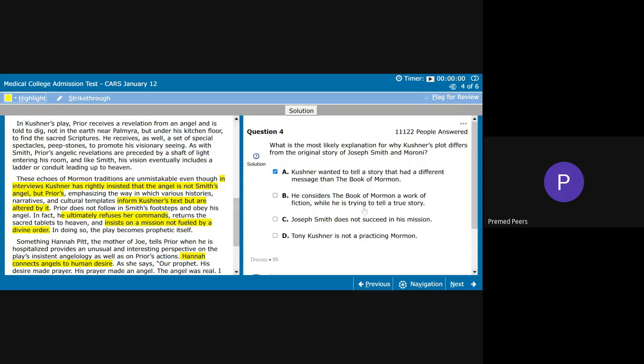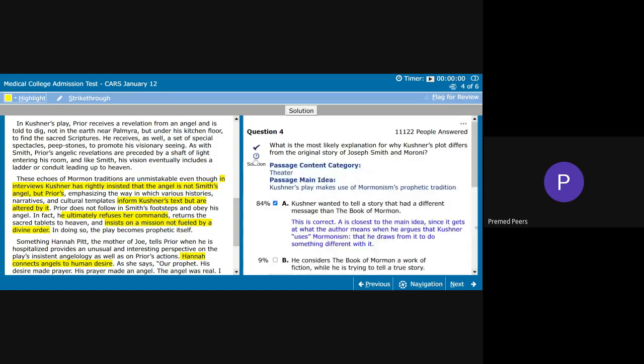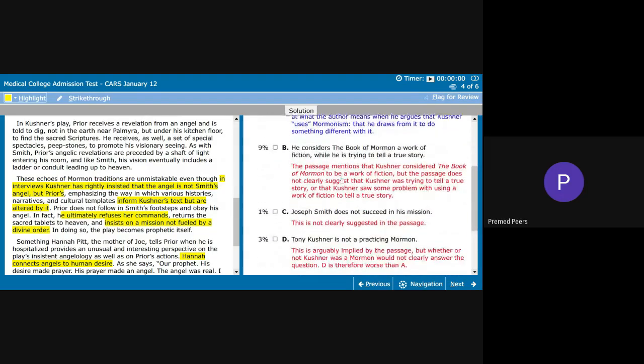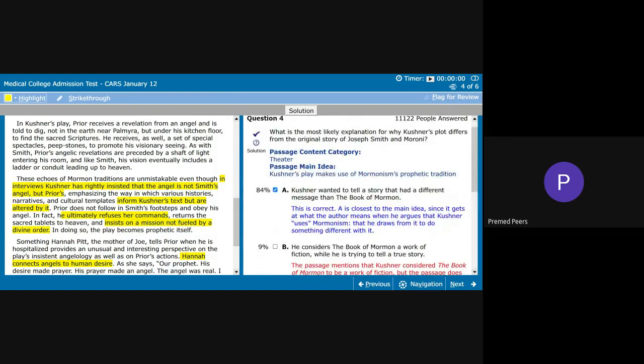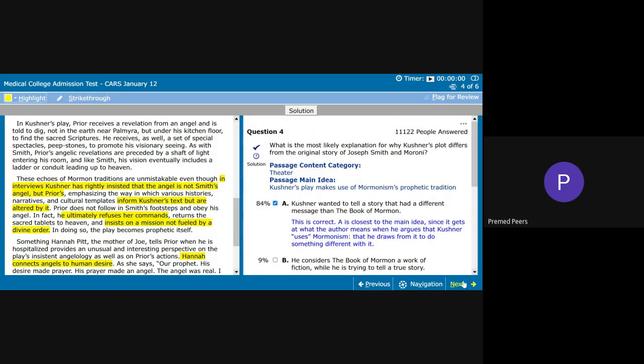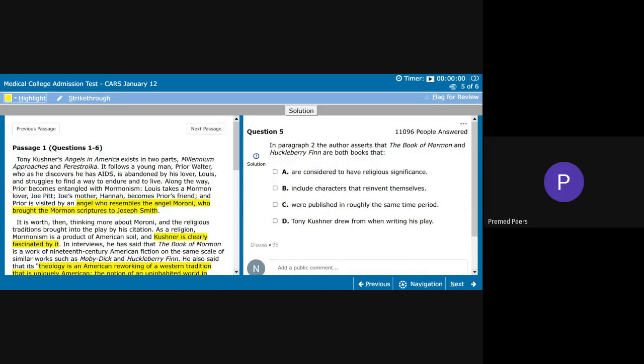Again, work of fiction versus telling a true story, it was not talking about the truth or the falsehoods that were present in either story, anything like that. And then this one was not talked about at all or mentioned, whether he was a practicing Mormon or not. And then Joseph Smith did not succeed in his mission, again, tangential to what the question is asking. Any questions over this? Okay, if not, we can go to question 5.